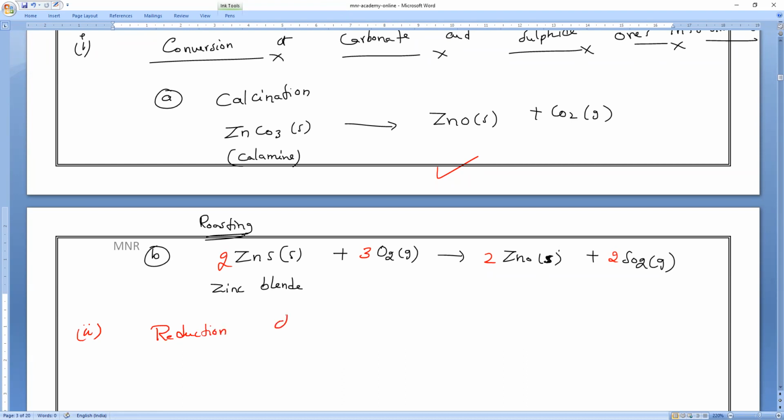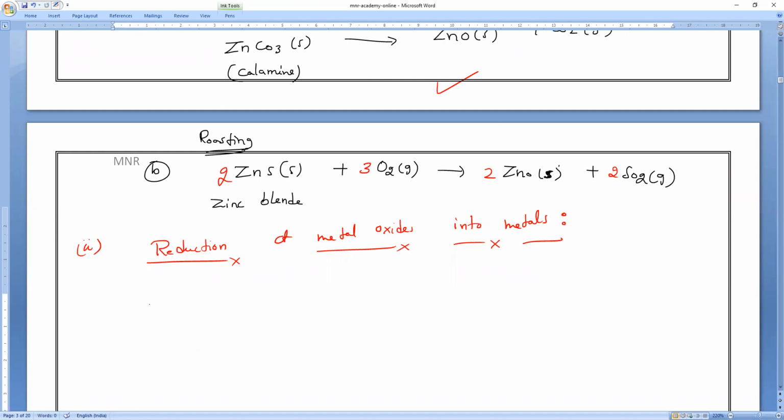So reduction of metal oxide. Metal oxide into what, guys? Everyone. Reduction of metal oxides into metals. So by using what will the reduction process take place? Carbon. So reduction by carbon. And we will take the carbon in the form of what? Coke. In the form of coke.